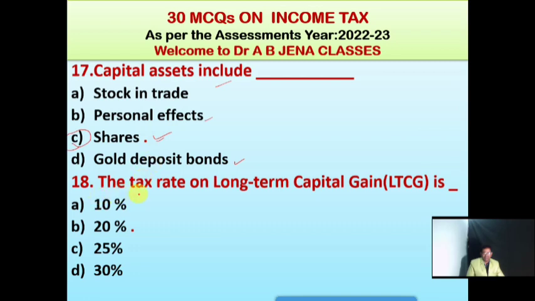Next MCQ, tax rate on long-term capital gain. What is the tax rate for the long-term capital gain, LTCG? Option A 10%, B 20%, C 25%, D 30%. So the right answer is 20%. The tax rate on long-term capital gain is 20%.